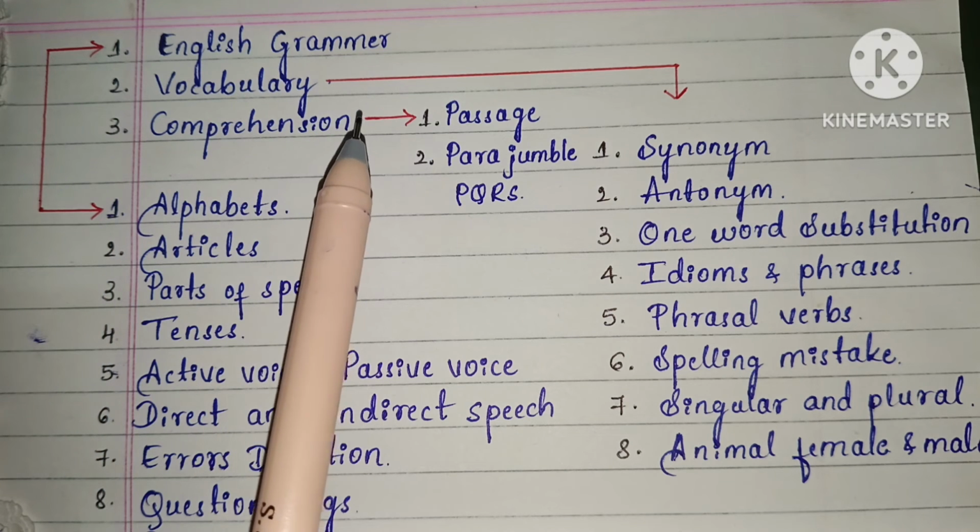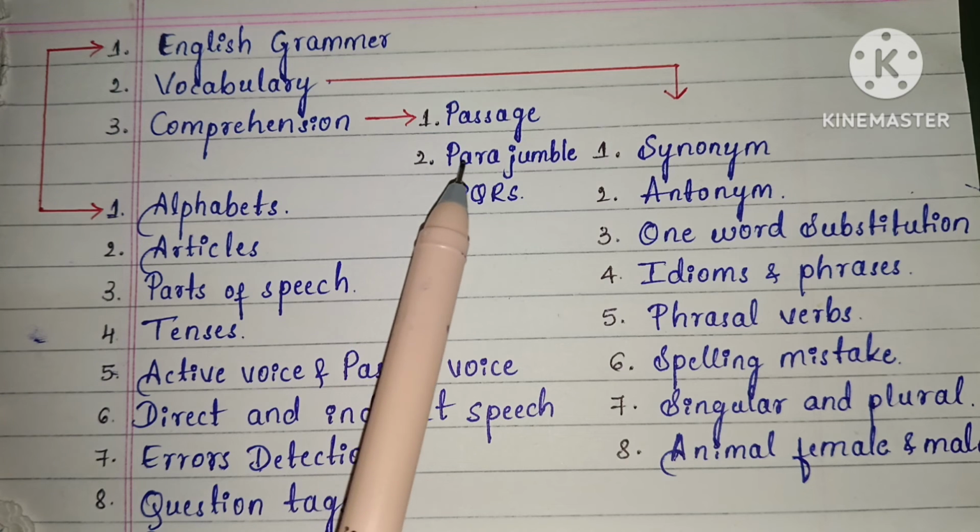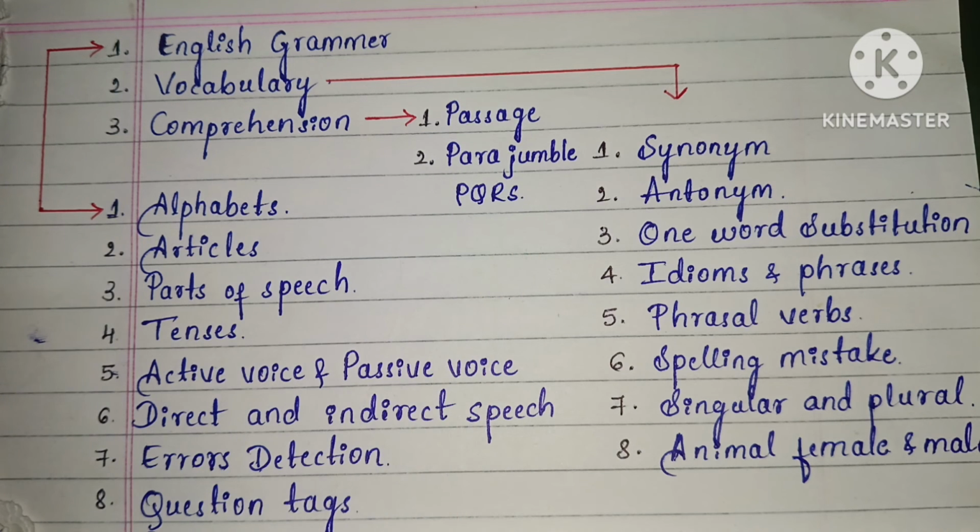Here we are going to discuss about 2 topics. The first one is passage and para jumble PQRS.